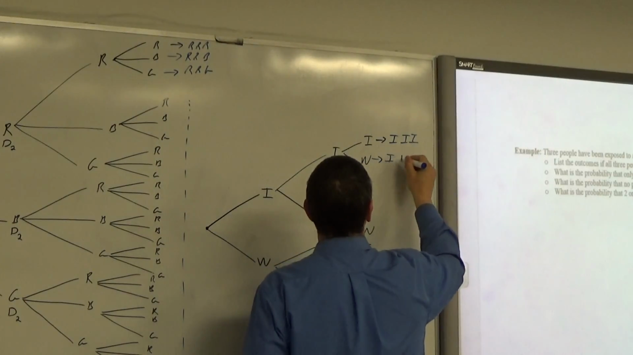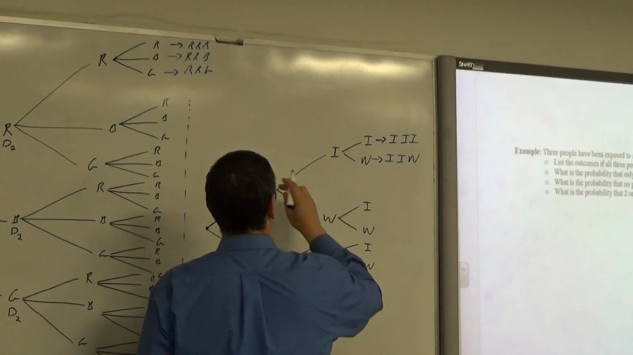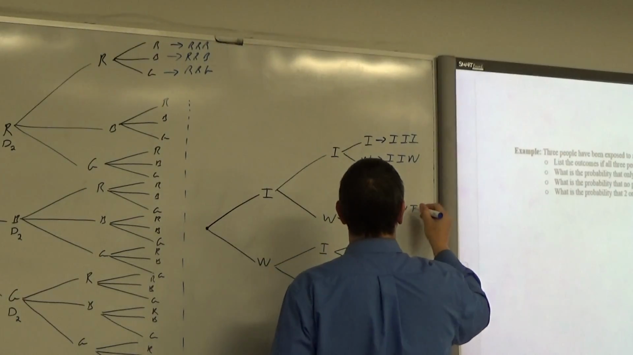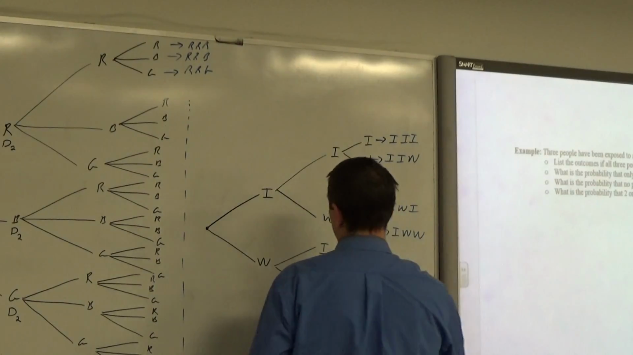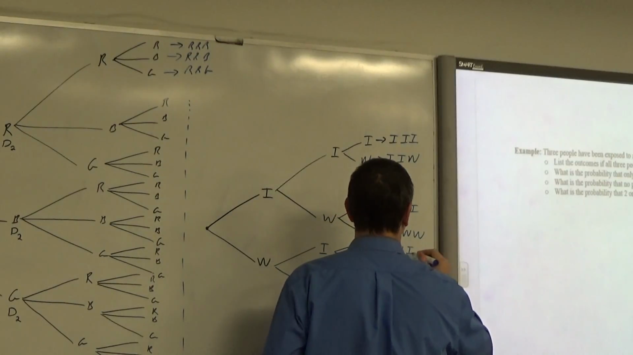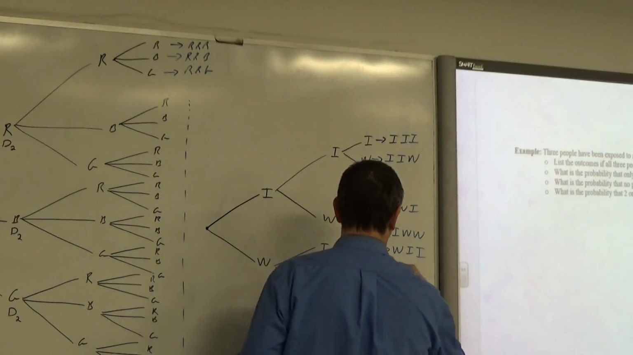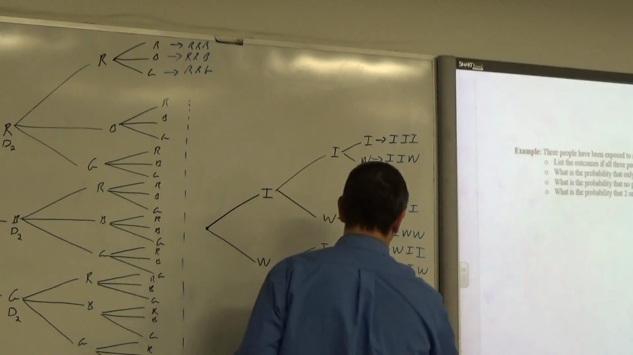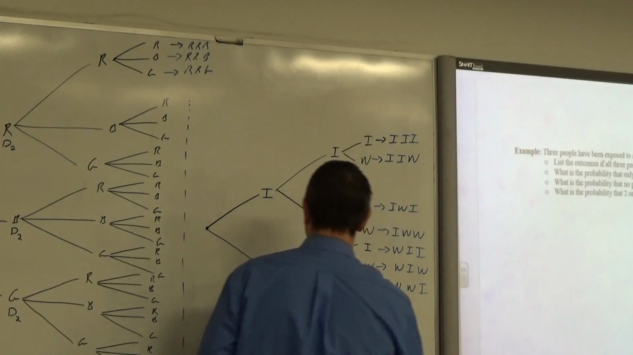Another possible outcome is that the first 2 people are ill, but this third person is well. And then I would have ill, ill, well. I-W-W, and then W-I-I. So see what I'm doing, guys? I'm just tracing the tree. And then W-I-W. And then W-W-I. And then W-W-W.